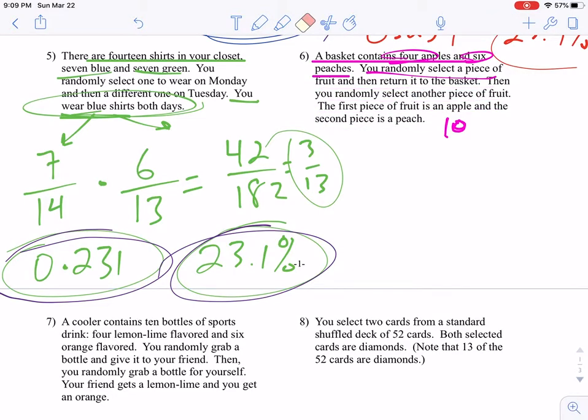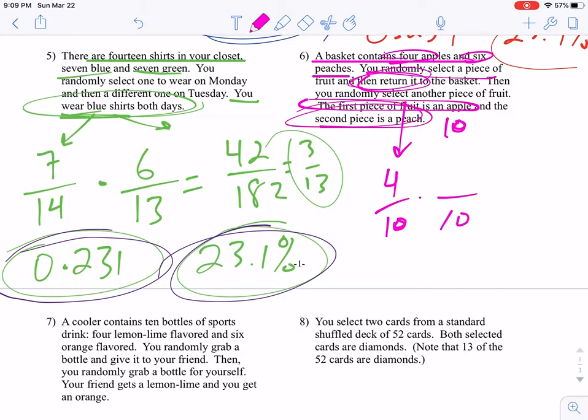Okay, so here we go. Probability that the first piece is an apple. How many apples were there? There were 4 out of 10. Okay, we return it to the bag. So there's still 10 in the bag, in the basket. The second piece is a peach. Well, how many peaches were there? There were 6. So that's going to be 24 over 100.